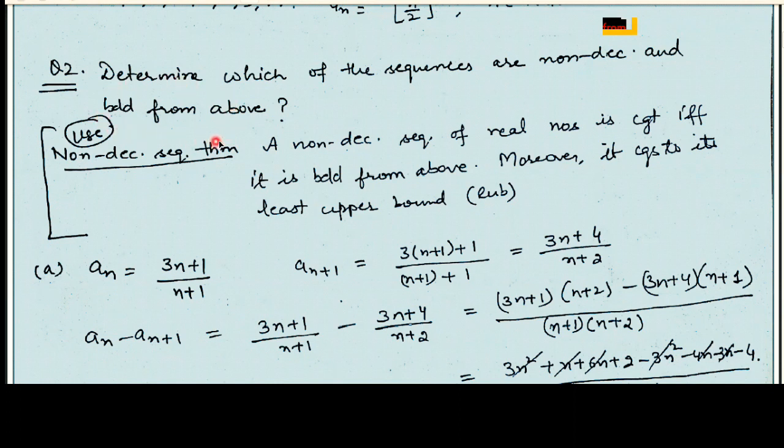Now, how to check if it is bounded from above? We can apply the non-decreasing sequence theorem over here, since we know that a non-decreasing sequence of real numbers is convergent if and only if it is bounded from above.